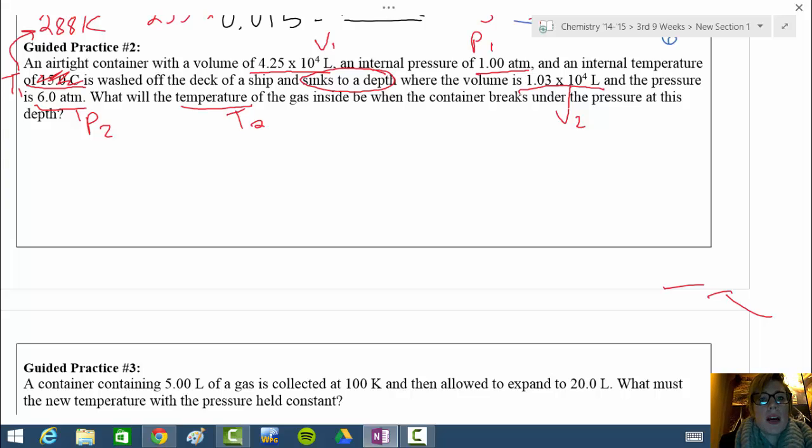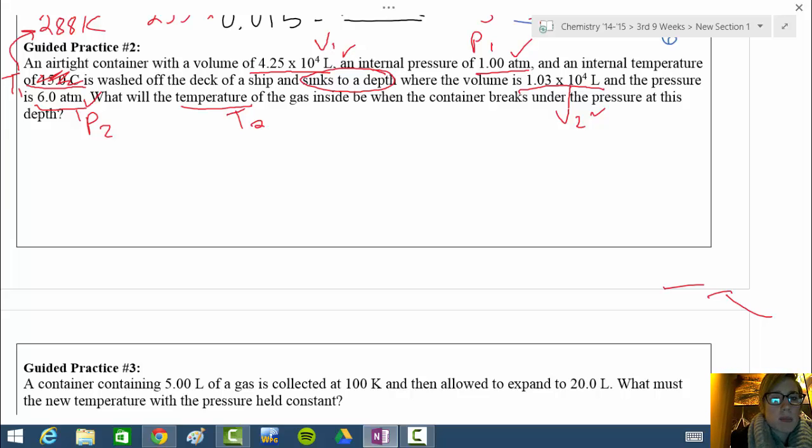In this problem, I double check, are all of my units the same? Do I have the same pressures? Okay, pressures in atm, pressures in atm, I'm good. Volumes in liters, volumes also in liters, so I'm good. My units are the same, and I did convert my temperature units. So now I'm ready to plug my numbers in.